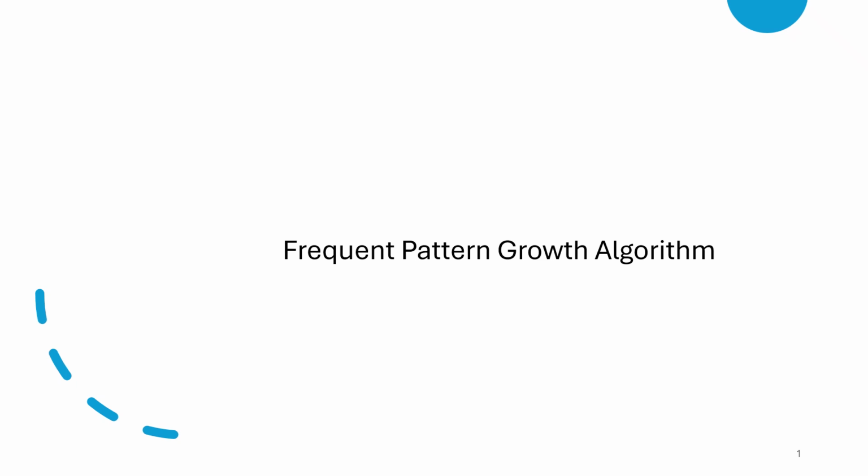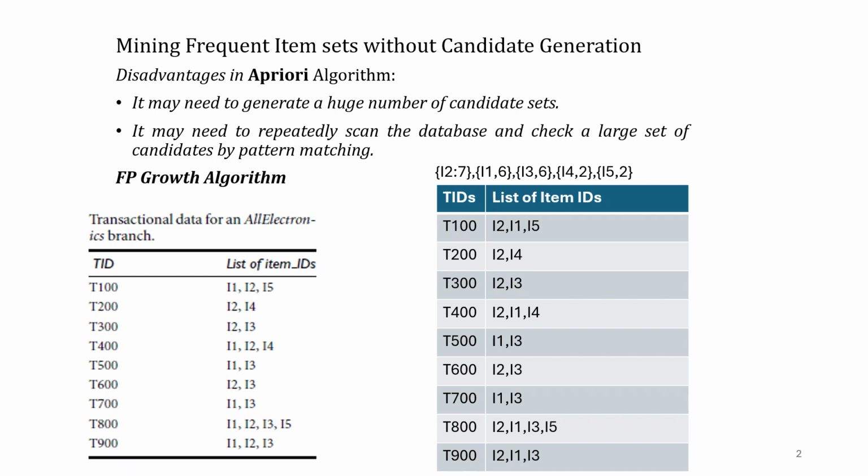Hi all. Let's see the frequent pattern growth algorithm today. We'll see a problem. In frequent pattern growth, the main advantage is that it overcomes the disadvantage of the Apriori algorithm. The main thing is that in the Apriori algorithm, it may need to generate a huge number of candidate sets.